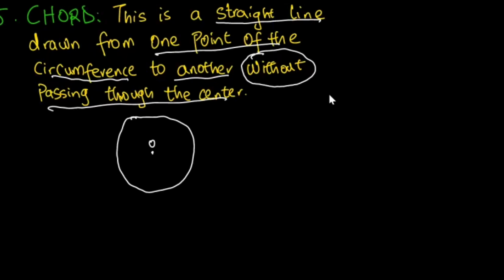So in this case, it starts from a point, a straight line from one point to another, but it does not pass through the center, because if it passes through the center, it is no longer a chord, but it is now a diameter. So take note of the difference between a chord and a diameter. They are both straight lines drawn from one point of the circumference to another, but in the case of a diameter, it passes through the center, but in the case of a chord, it does not pass through the center.